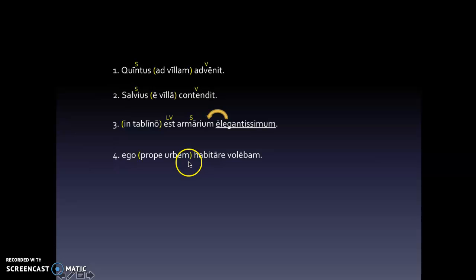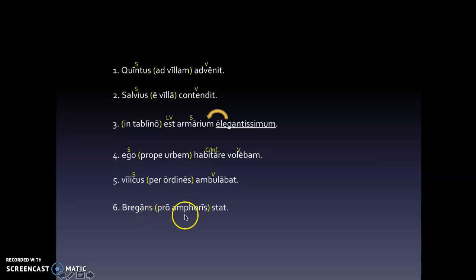Here we have another prep phrase, prope urbem. We've got a nominative subject. We have a complementary infinitive and our main verb. The subject of this verb is I. So I used to want to live near the city. Here's our prep phrase. Per is a preposition, means through. Ordines is an accusative, so through the rows. We've got a nominative subject, we've got a verb, so the manager was walking through the rows.